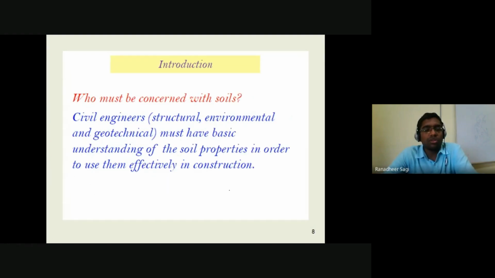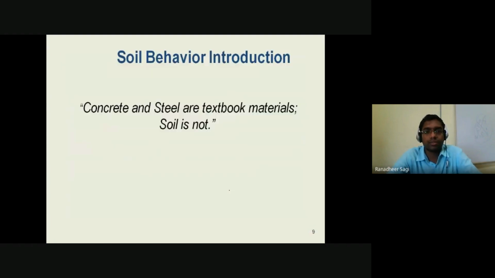Who must be concerned with soils? Basically it is the civil engineer. It could be a geotechnical engineer, structural engineer, environmental engineer, or transportation engineer. Any kind of engineer who is called a civil engineer is certainly required to know the behavior and the properties of the soil they encounter at their construction sites.